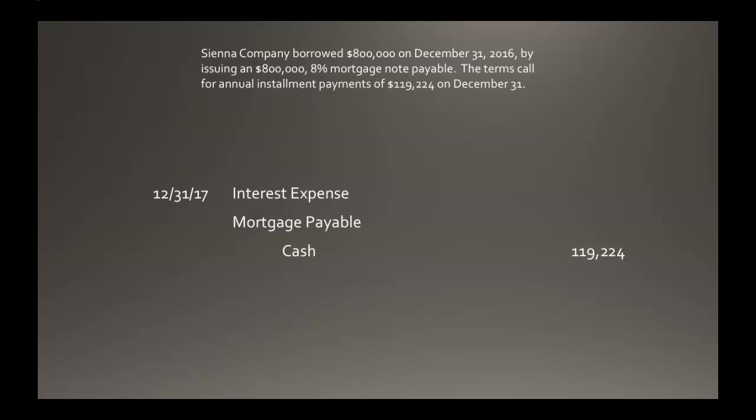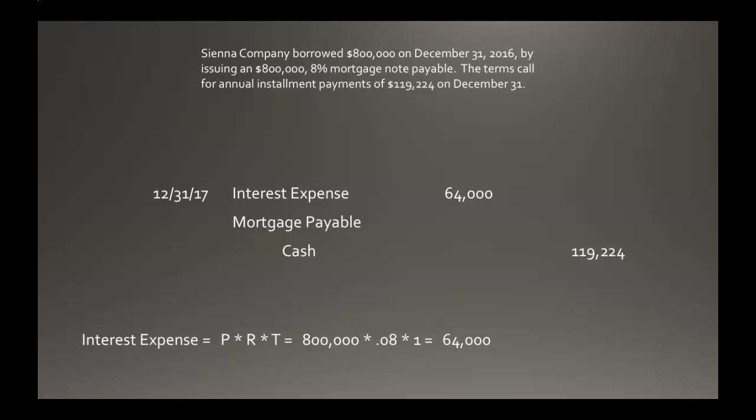The next number that we have to find is our interest expense. So we have our interest formula of principal times rate times time. Our principal, in this case, is $800,000 times our interest rate. This is where that 8% comes into play. We multiply it by 0.08 and then times time, which is just our 1 year. So we find that our interest expense for this first year is $64,000. So we throw that up into our journal entry.